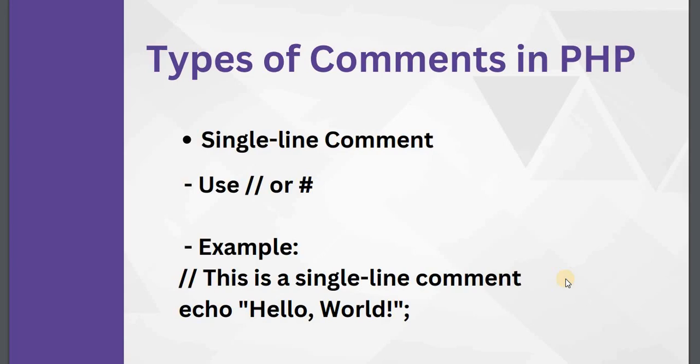There are two types of comments, that is single line and multi-line. First, we have single line comments, that is double slash or a hash symbol. Here is an example. So this double slash means this line is commented and it will not be displayed in our output. In our output only this line will be displayed, echo hello world. Same way you can use the hash instead of this double slash. Single line comments are great for short explanations or to temporarily disable a line of code.